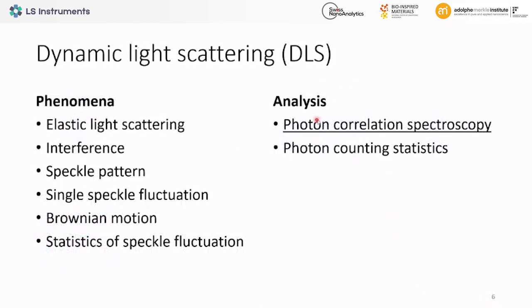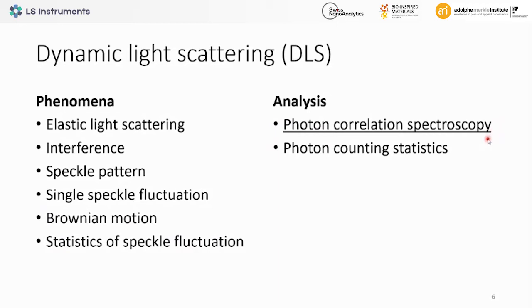So again, just to summarize, dynamic light scattering is based on these phenomena. We have elastic light scattering, which creates interference, which we call a speckle pattern. We select one single speckle, we observe its fluctuations, which fluctuate owing to Brownian motion, and we calculate the statistics. There are two fundamental ways of analyzing speckle fluctuation. One of them is so-called photon correlation spectroscopy. This is exactly what you have just seen before.